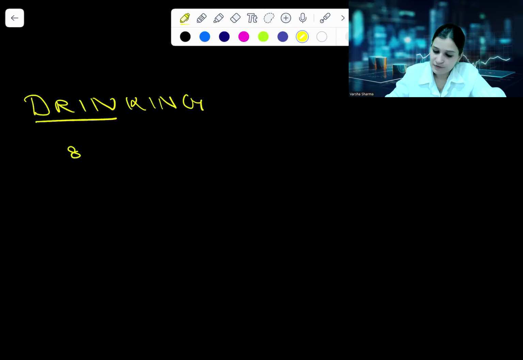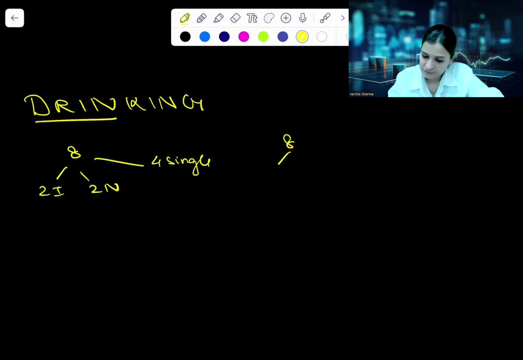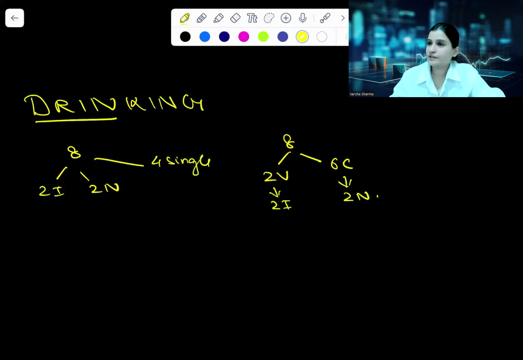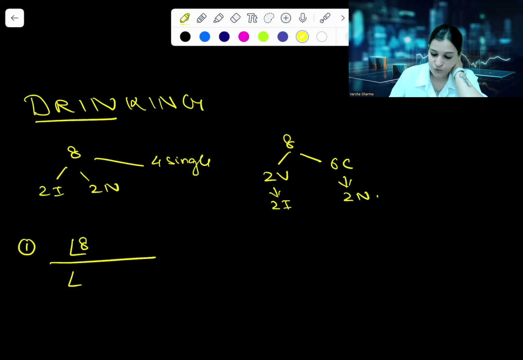8 letters, two I's, two N's, four single. How many vowels? Two vowels, both are I's, and six consonants, which has two N's. First, how many words can be formed? In general, 8 factorial. But those eight have two I's and two N's.